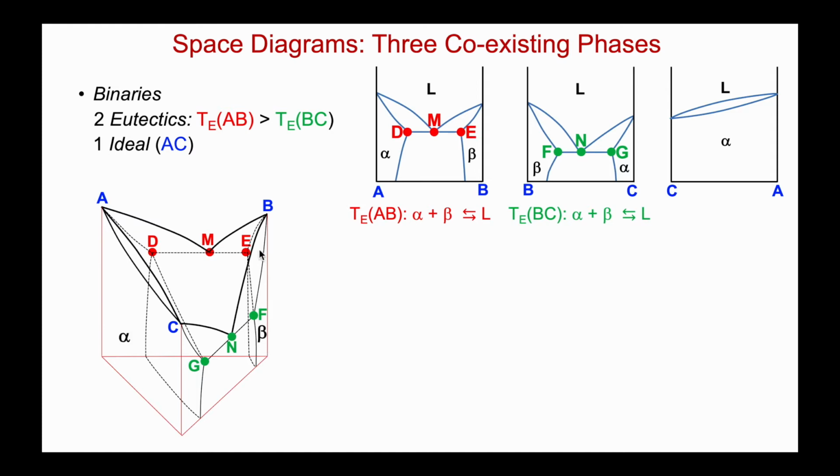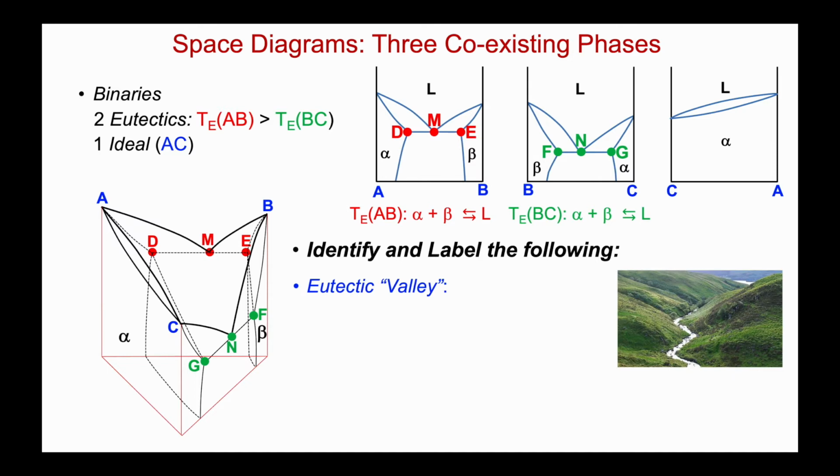In this region, this is single phase beta. Out here, it's single phase alpha. In between the two in the solid state, I'd have alpha plus beta. So now let's identify and label some key features of this space diagram. First of all, let's take a look at the eutectic valley. And we can use everyday geographic examples just to conceptualize in 3D what is going on here.